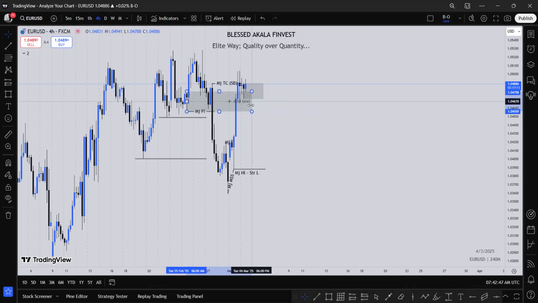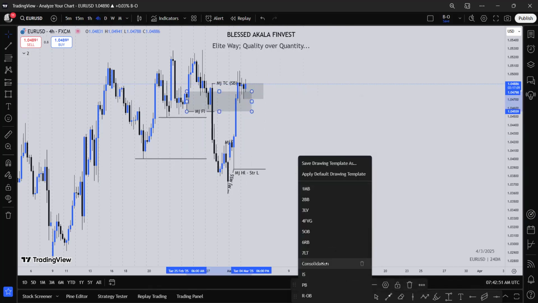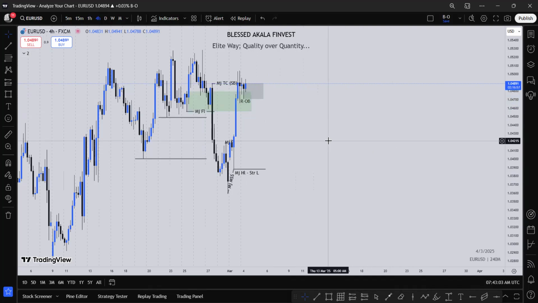And it is the kind of like, what is it called? Additional confluence. It's an additional point for me to enter the trade. So we have this reclaim order block here. It's serving as a reclaim order block.